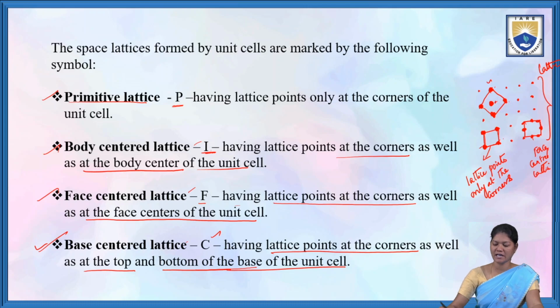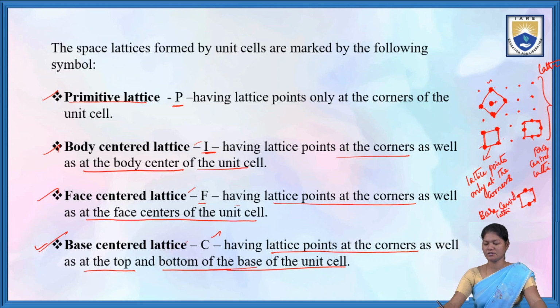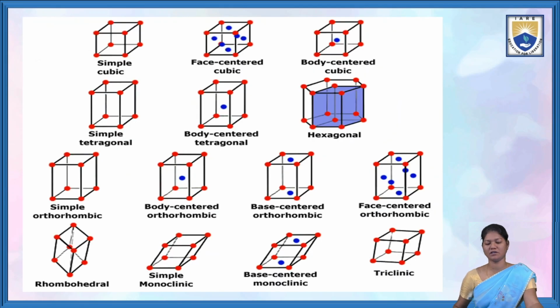And in the base centered lattice, the lattice points are at the base, at the top and bottom. In this base centered lattice, the unit cell contains lattice points at the corners and also at the center of the top face and at the bottom side also. So lattice points at the corners as well as at the top and bottom of the base of the unit cell.